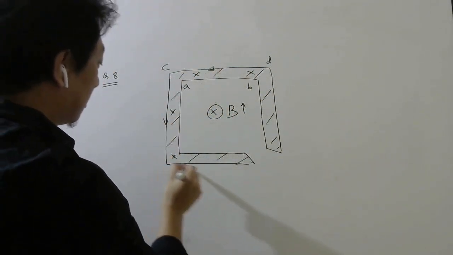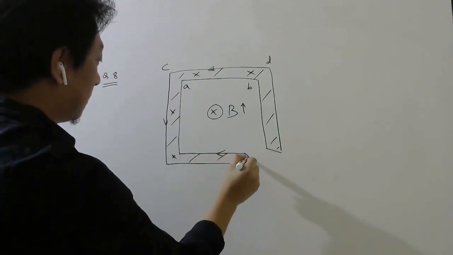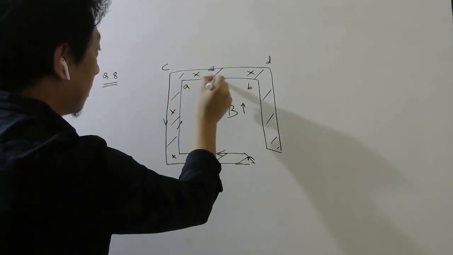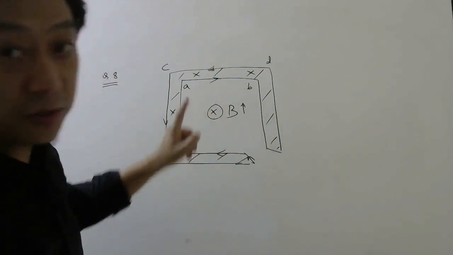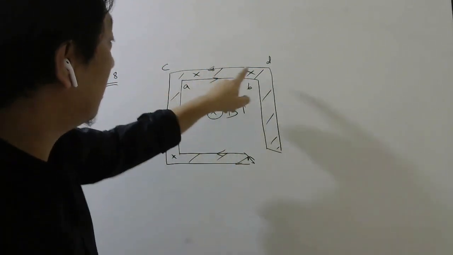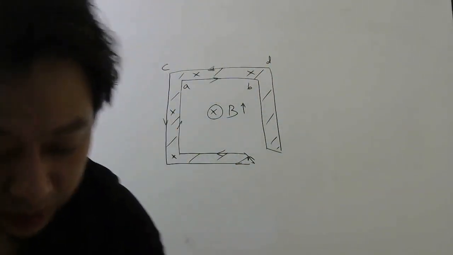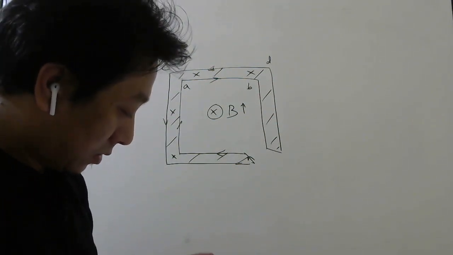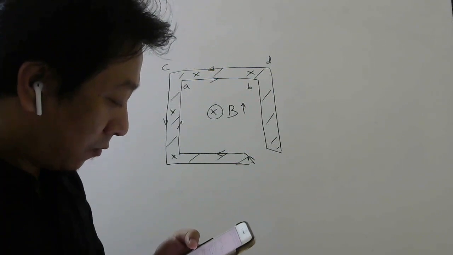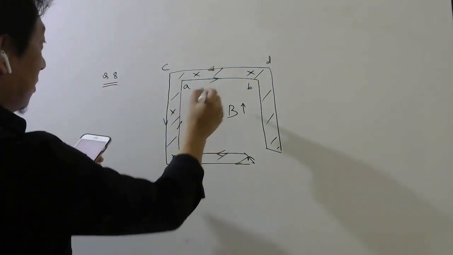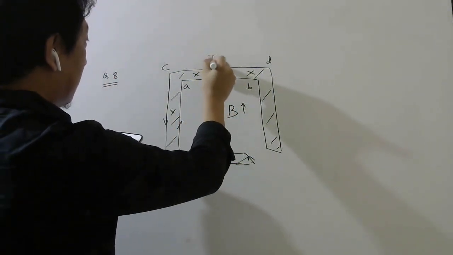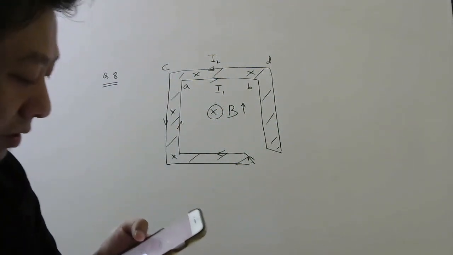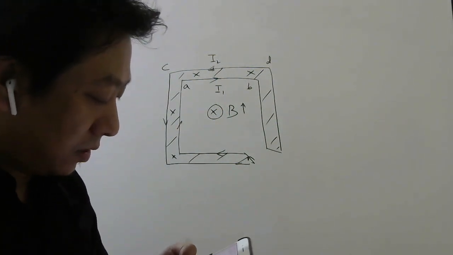Current will come like this, go like this, go like this. So in part AB, it goes from A to B. In part CD, it goes from D to C. So A to B, D to C. Which option? Option D. I1 is from A to B. This is I1, this is I2. I1 is from A to B and I2 is from D to C.